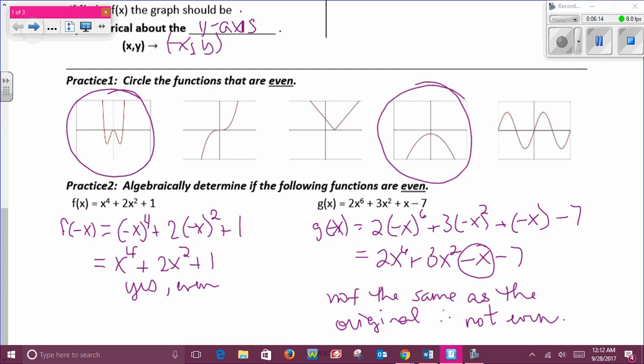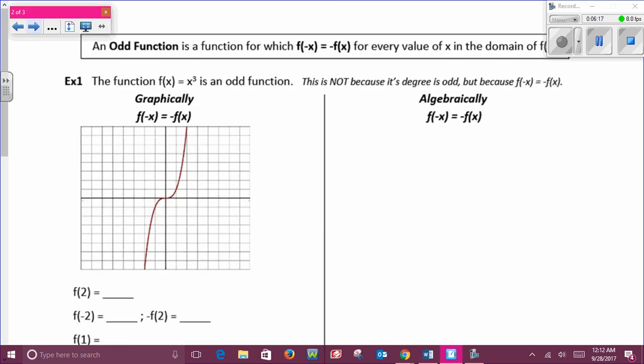All right, next page. An odd function is a function for which f of negative x equals negative f of x for every value of x in the domain of f of x. So the function f of x equals x cubed is an odd function.